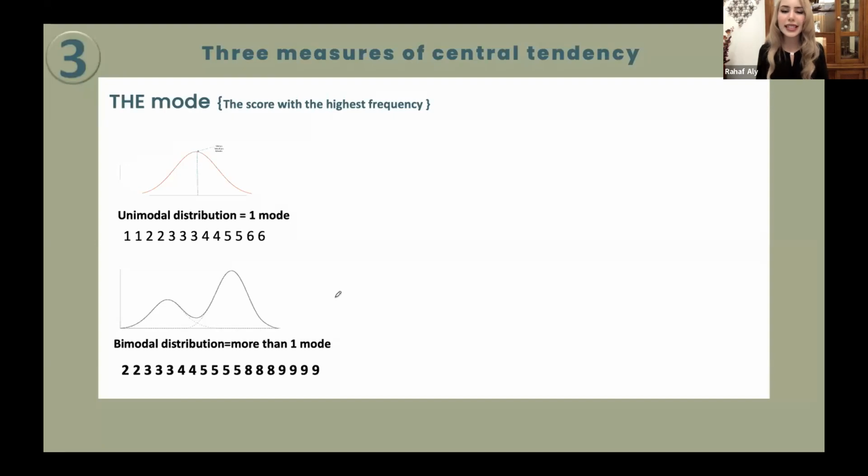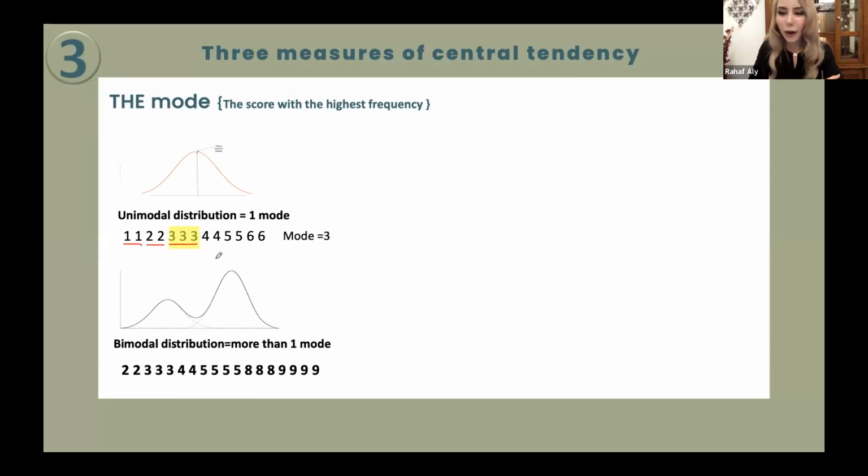The mode is the score with the highest frequency. So for example, this is a unimodal distribution. You can easily tell that this is the mode because it's the highest one. But can you tell easily from a data set? Well, let's see the number that's repeated the most frequently. 1 is repeated twice, 2 is repeated twice, 3 is repeated 3 times. Therefore, 3 is our mode. So yes, it is our mode.